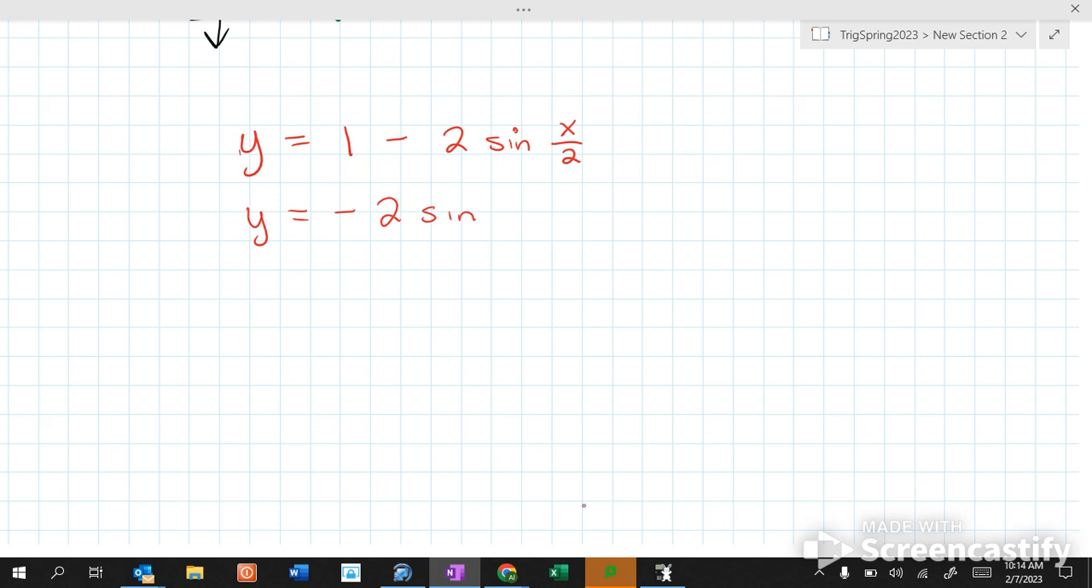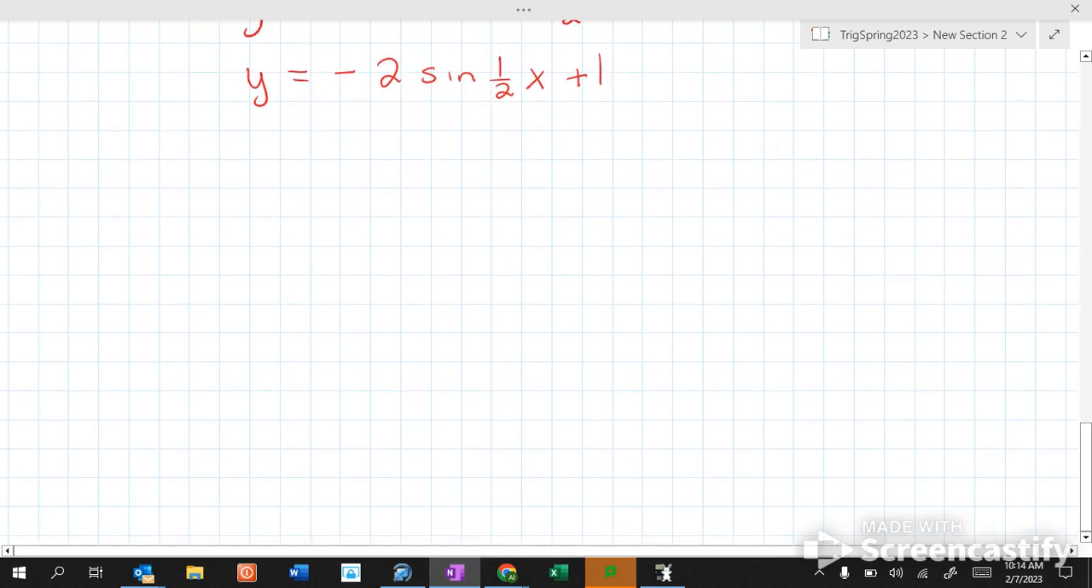What's b? I don't want to write it as x over 2. I want to write it as a fraction times x. So it'd be 1/2 x. And then what would I write? -1? +1, because this is a positive 1. Okay, now I have it written in the right order.